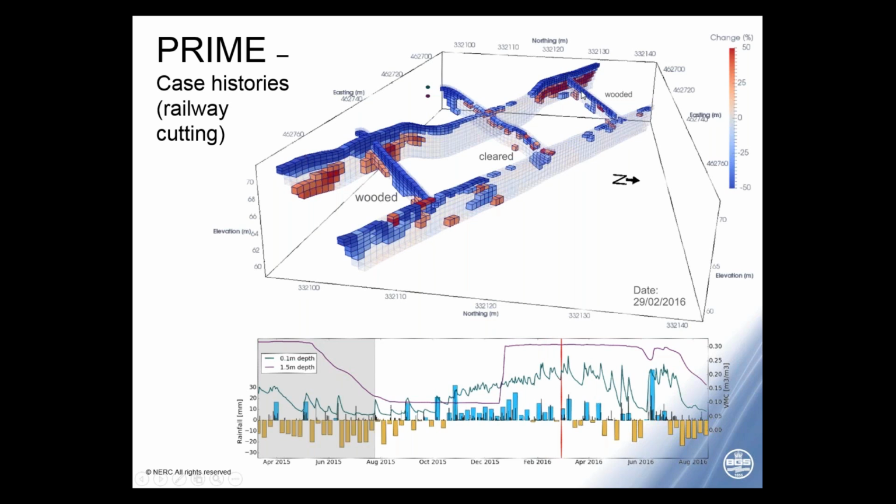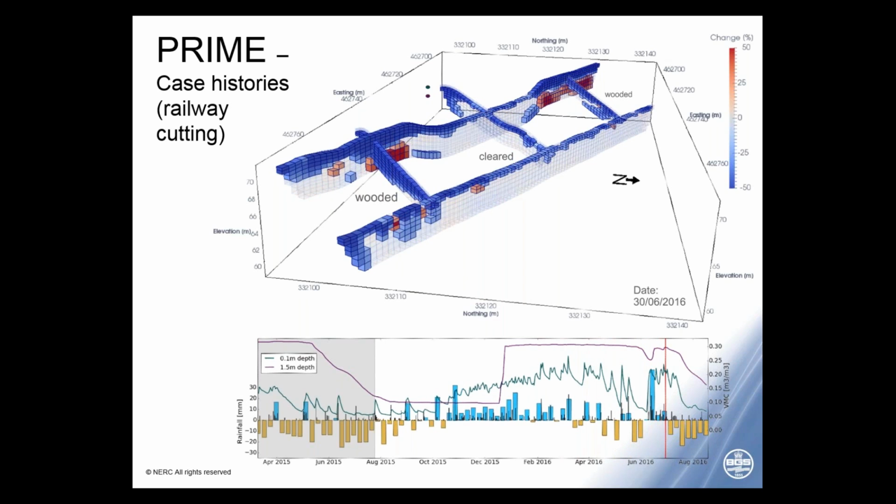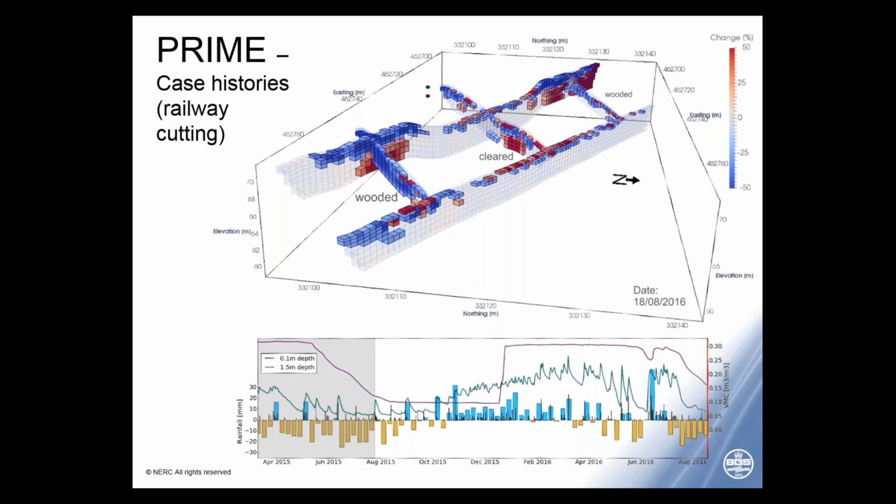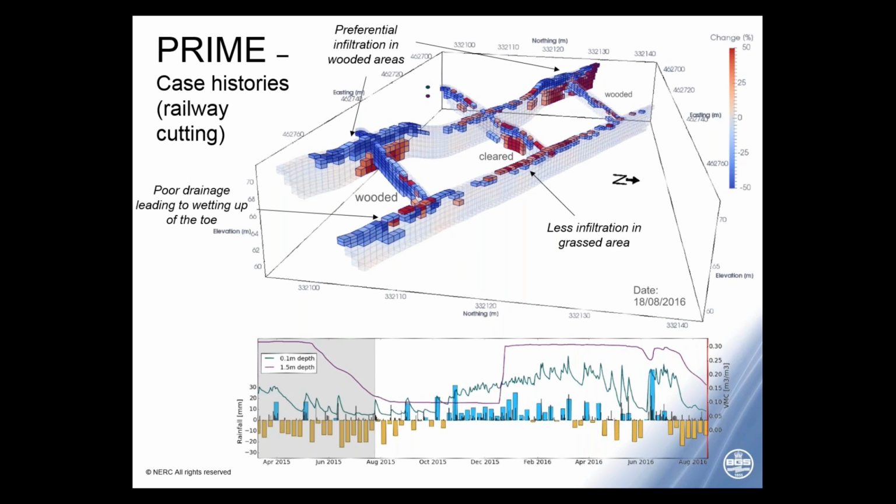And what we can also see is at the bottom, towards the east, we get a preferential wetting up of the toe of the embankment. You can see much more moisture infiltration there than further along. Then as we move into the summer of 2016, it was a far wetter summer, so there's not much drying out. We only see drying out towards the end of the summer here.